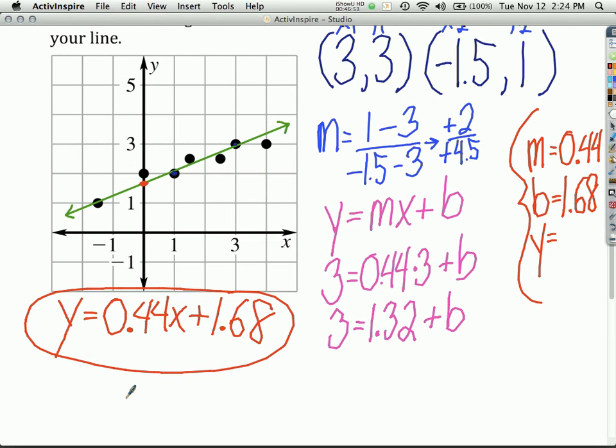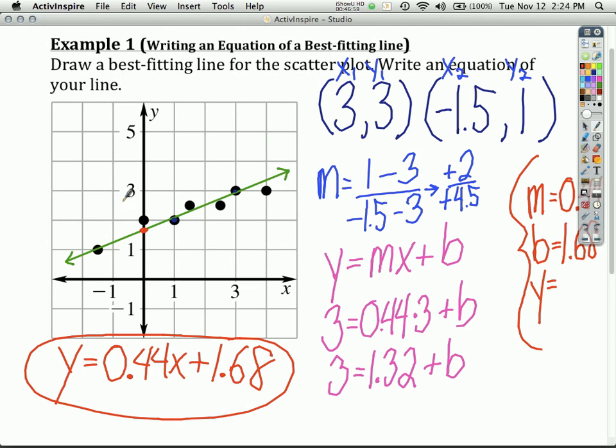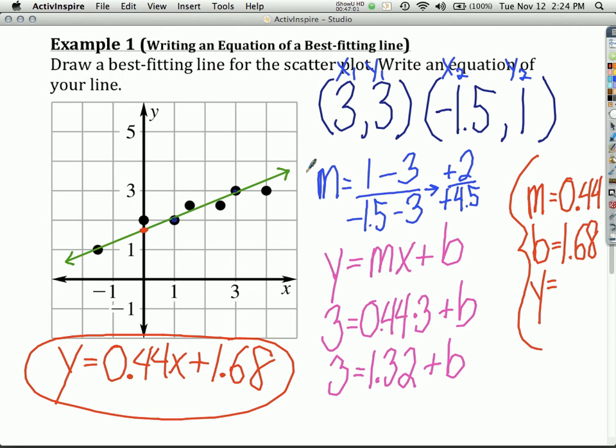Does anyone have any questions about this process? And before you ask, let me just clarify what we did. We were given a scatter plot and we drew a line. We tried to get a good line that had as many points above as below. And then we chose 2 points from the line that were on the line so that we could then calculate the slope and find the y-intercept. Once we had those 2 pieces of information, we wrote out our equation of a line. Does anyone have any questions about that? Concerns?